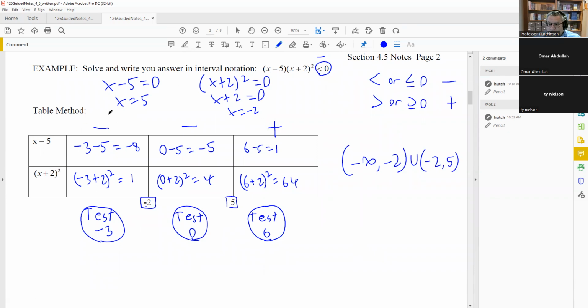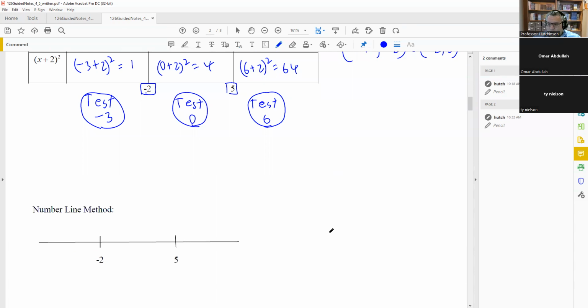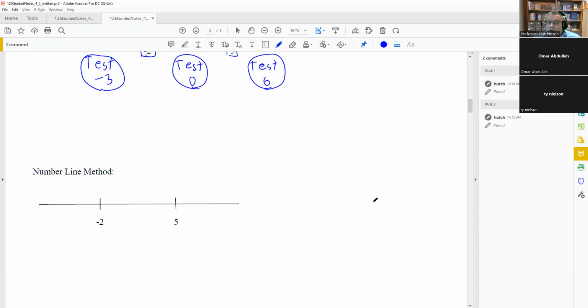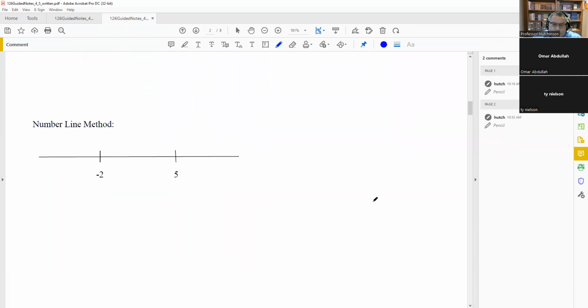So I showed this by using the table method, but I also want to do the number line method as well. So with number line, let's rewrite our equation here. Originally we had y equals x minus 5, x plus 2 squared. That was our original equation. Now, in the number line method, you're still going to set both of these equal to 0 like we did earlier. Instead of having a table, you're just going to have a number line, where we've got -2 and 5 on it. So that's our number line right there.